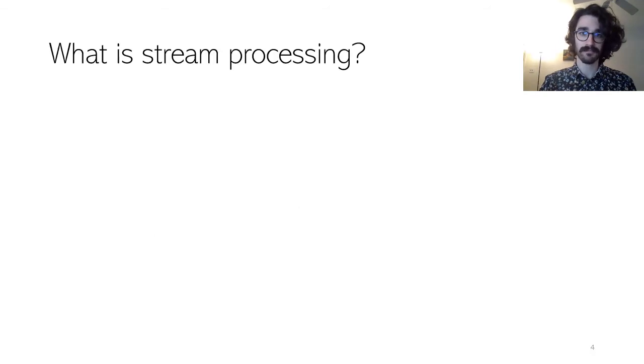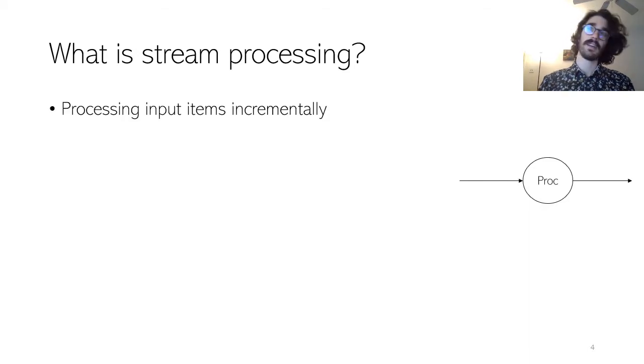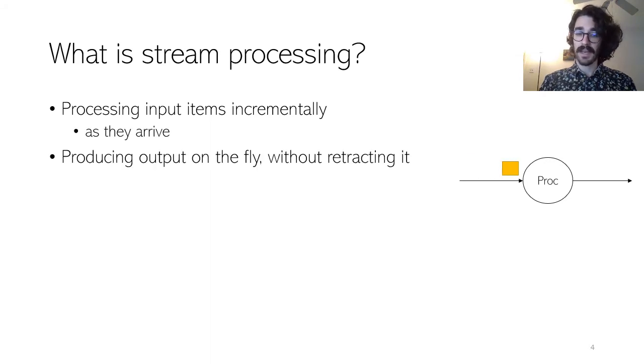So what is stream processing and why should we all care about it? Stream processing is a computing paradigm where we process input items incrementally. So as they arrive, we process them, and we produce output on the fly without retracting it.